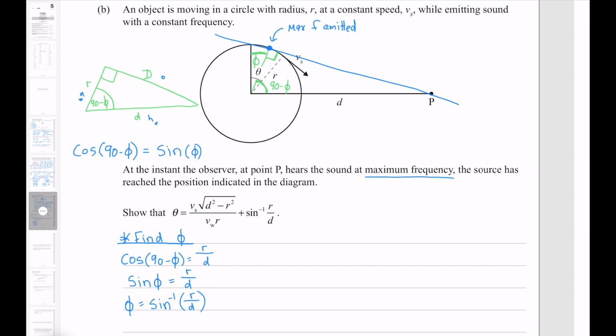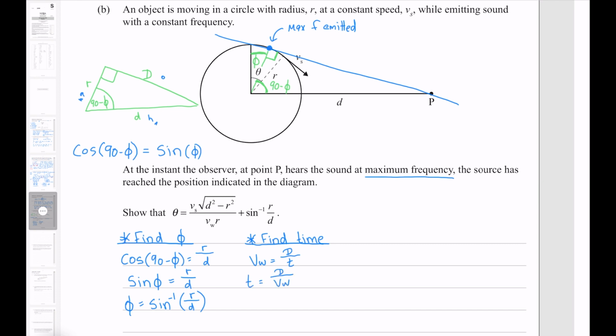Now my next step is that I want to find the time. To do that, I'm going to use an old favorite, that the velocity, or specifically the velocity of the wave, is equal to our distance divided by our time. Rearranging that.